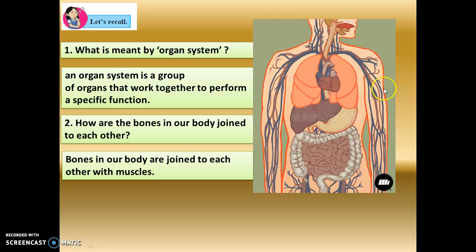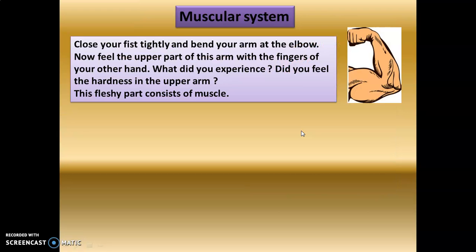So you can see here the various organ systems that we have. There are different organs associated with each organ system, and we have bones in our body that are joined with the help of the muscles. So let's begin with the muscular system.